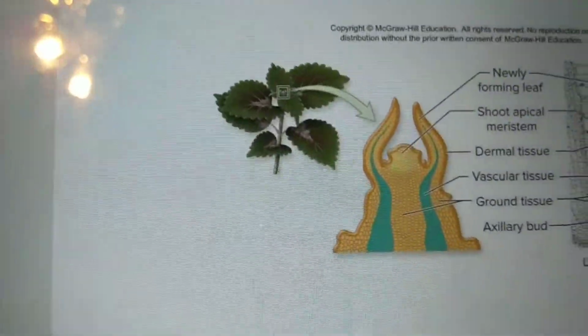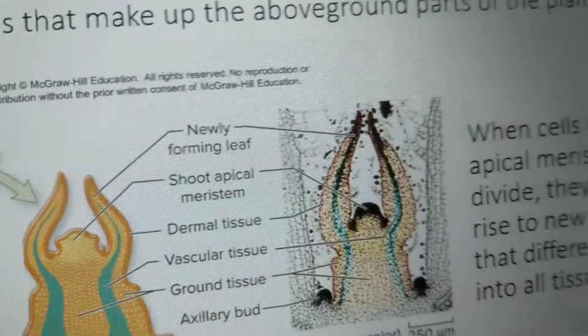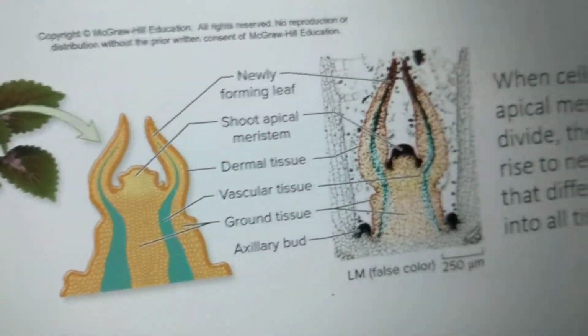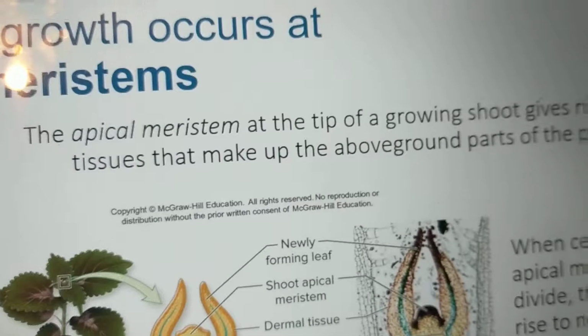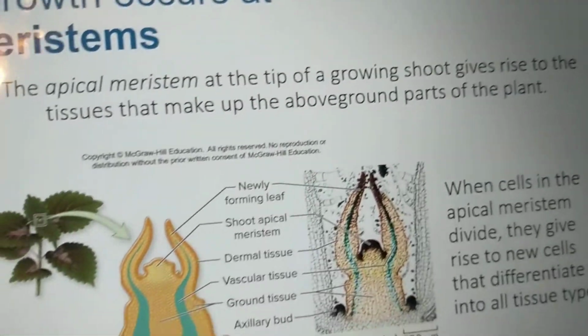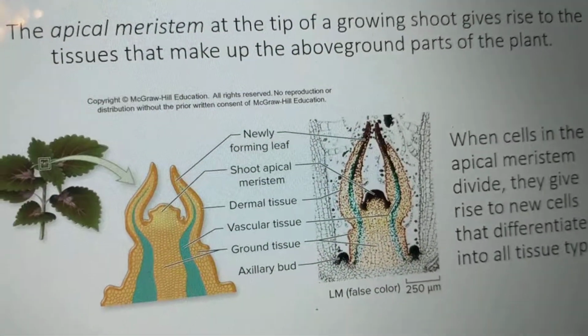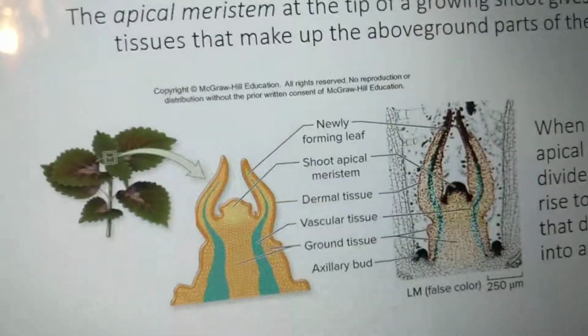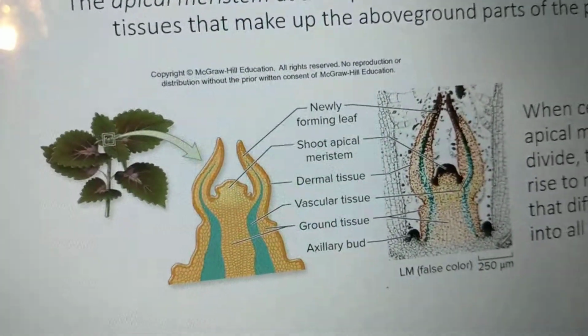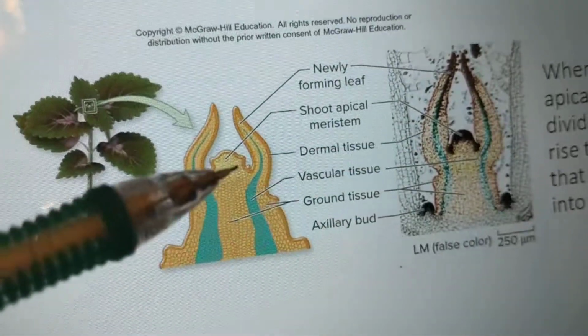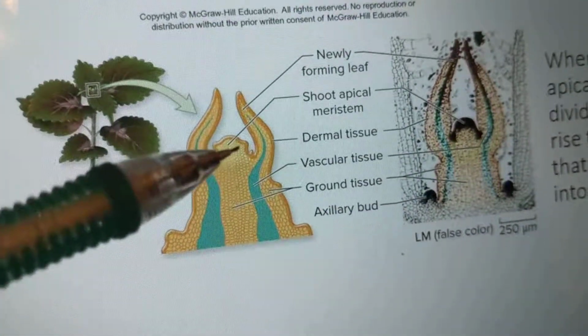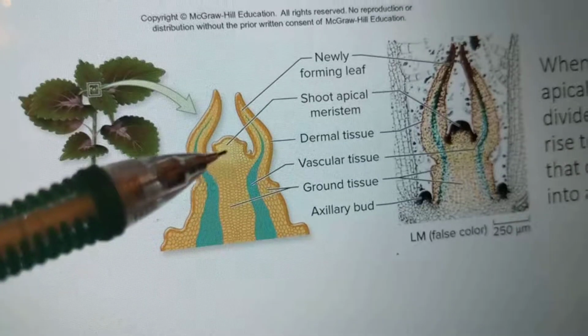And this is the leaf primordia and the apical meristem right here at the tip of a growing shoot. So this is at the top of a shoot. Think of these horns. These horns are newly forming leaves. This area right here in the middle is the shoot apical meristem.